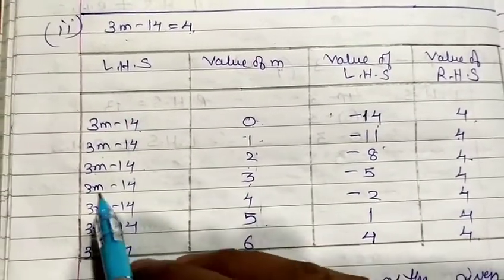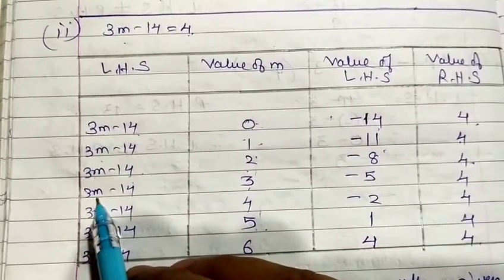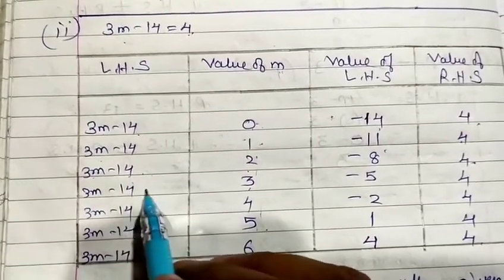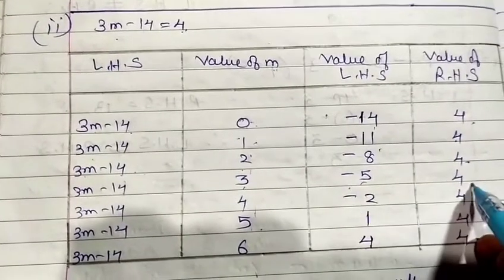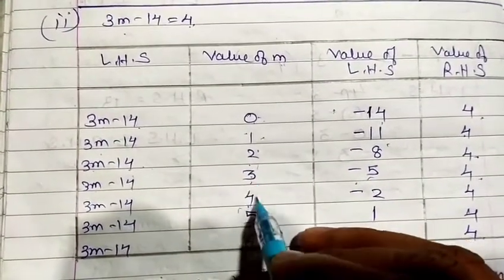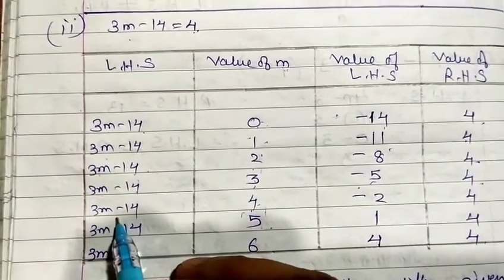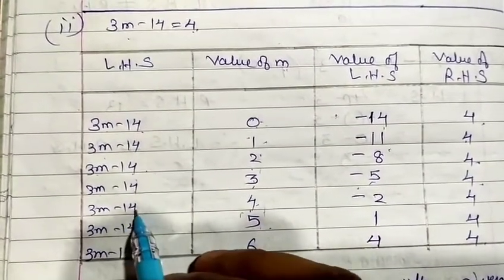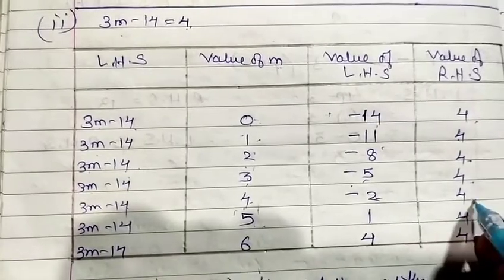Now take 3, that is, in place of m, write down 3. 3 3s are 9. 9 minus 14 is minus 5, which is not equal to 4. Now again move forward. After 3 take 4. 3 4s are 12. 12 minus 14 is minus 2, which is not equal to 4.